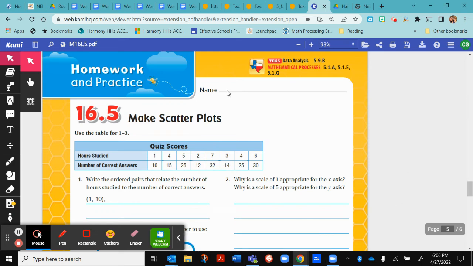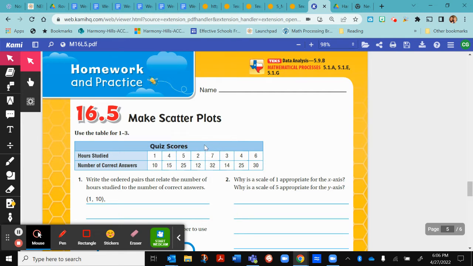Hey everybody. Okay, so today we're going to be making a scatter plot, and we talked about this, very similar to the ordered pairs that we plot on a coordinate grid. So let's get started.